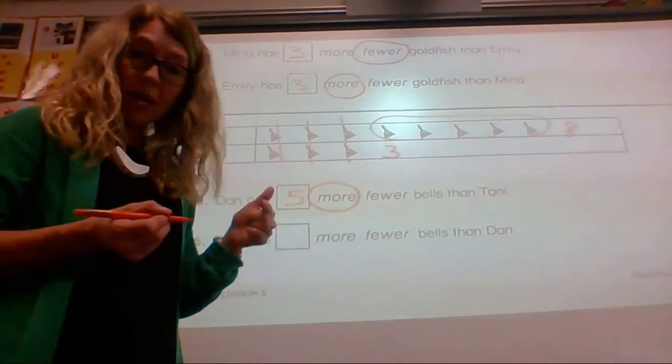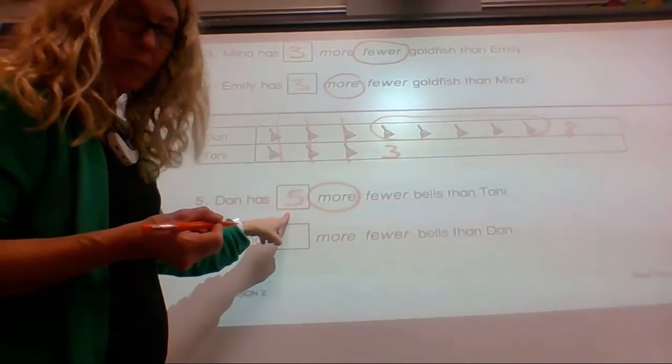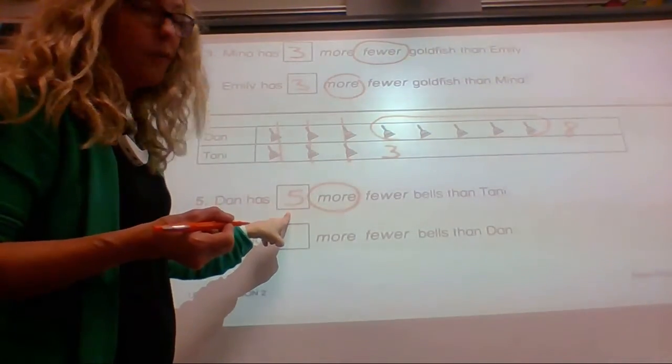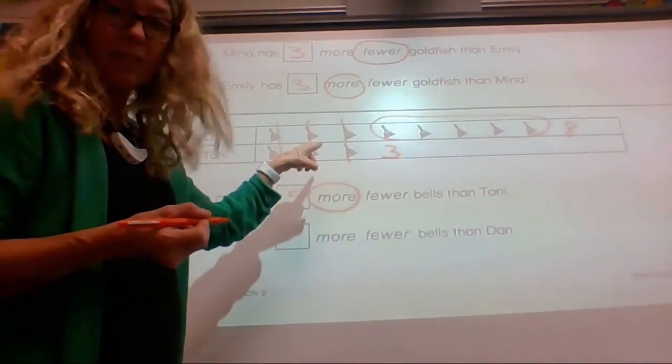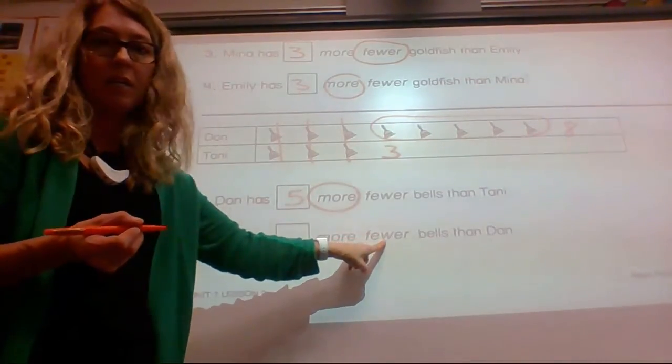And if you flip it around, Tani has, again, we're going to use that same number. Doesn't matter if it's more or fewer. Their difference is 5. So Tani has 5 fewer bells than Dan.